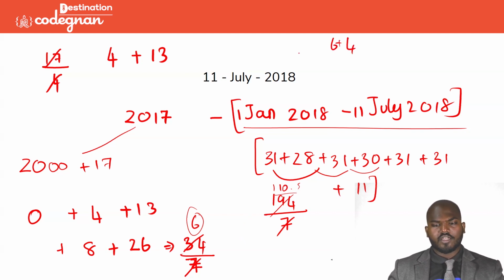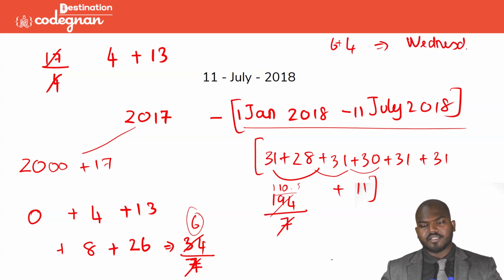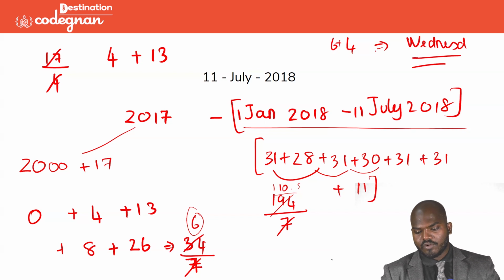So if you take 1 Jan, we can call it a Saturday. So then we will get that 10 as the value called Wednesday. If you check in the calendar, guys, the answer you will get here is definitely going to be Wednesday. Okay, so going to the next question here.